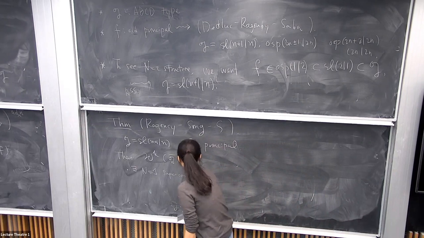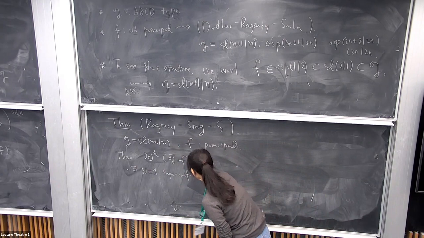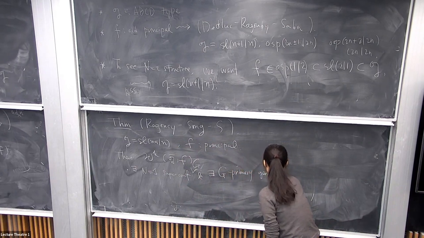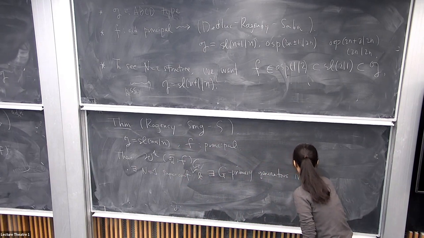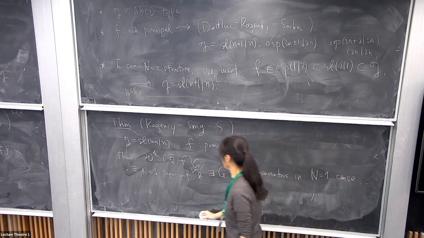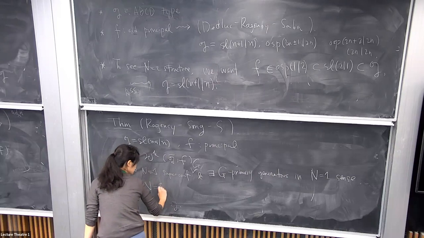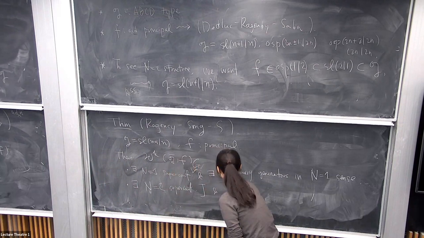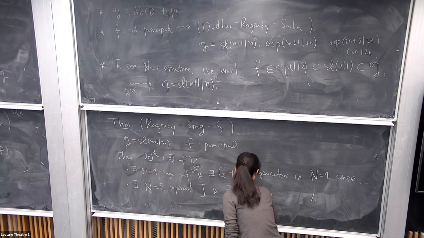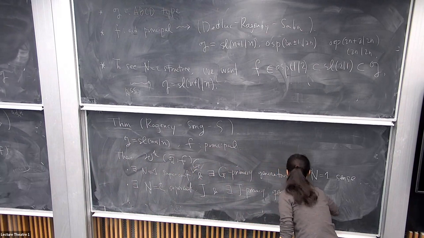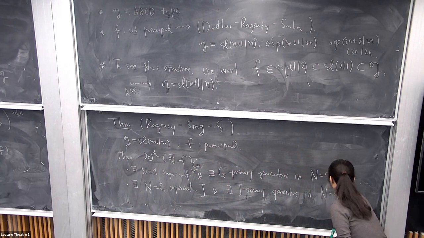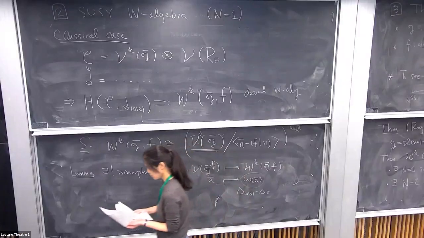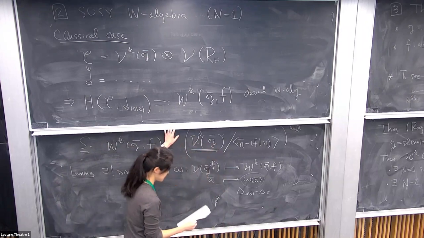And G-primary generators in the N=1 sense. And moreover, there is an N=2 superconformal vector J, and there are J-primary generators in the N=2 sense. I think I have like 5 more minutes.